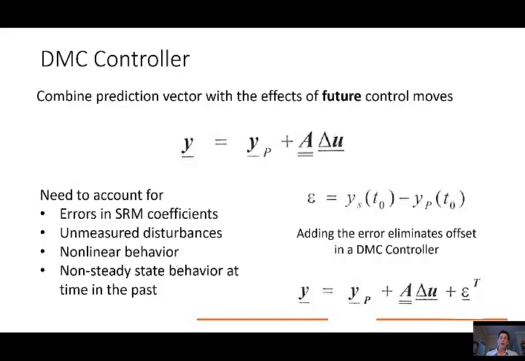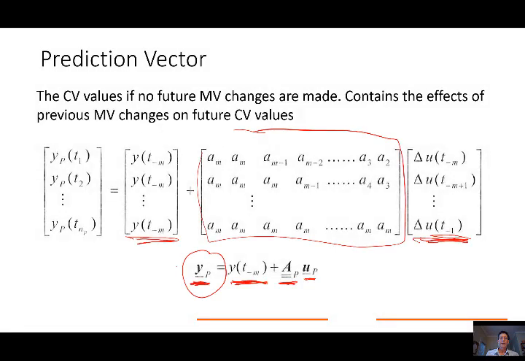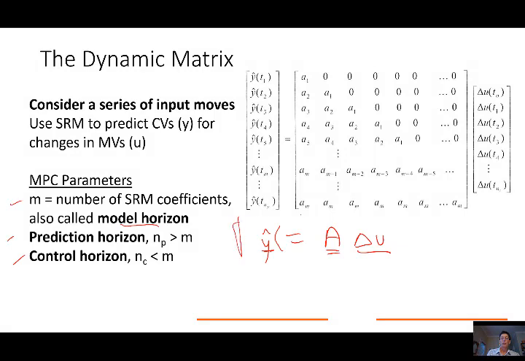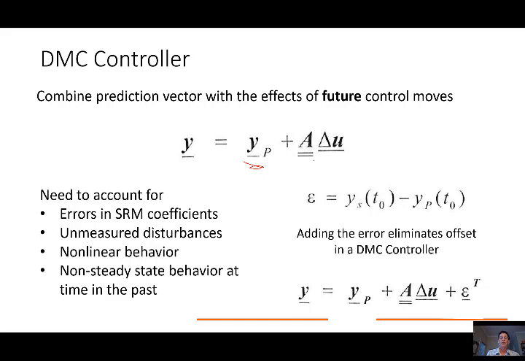So what a DMC controller does is it combines the prediction vector with the effects of the future control moves. So we combine: here's our prediction with no future control moves. This is the past. And here is our dynamic matrix controller. Here's how our outputs will react to input changes based on the step response model. So let's go forward again. Here's our prediction vector. Here's our DMC controller form.